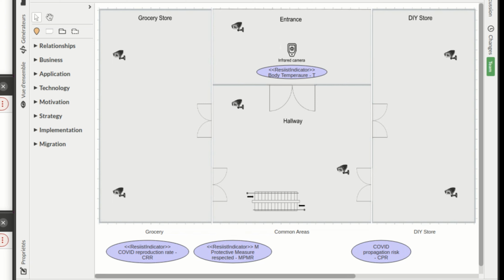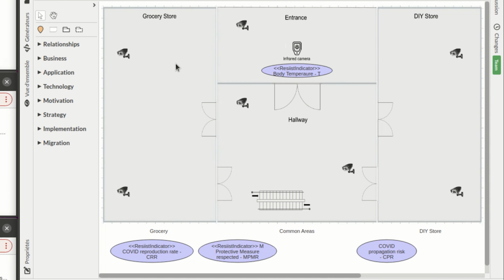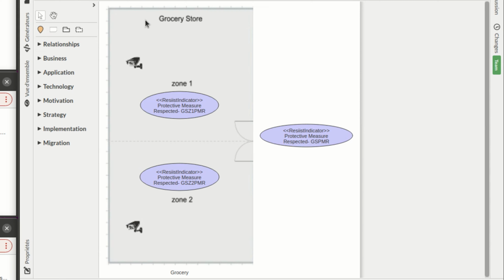Now we are going to explain how MPMR is obtained. Each PMR of the various zones composing the mall is calculated, and they are multiplied to obtain MPMR. We first consider the grocery store. This one is composed of two zones. Each one has a PMR, respectively GSZ1 PMR and GSZ2 PMR. They are multiplied to obtain the GS PMR, that is to say, the PMR of the grocery store.